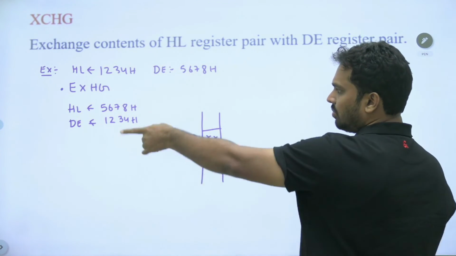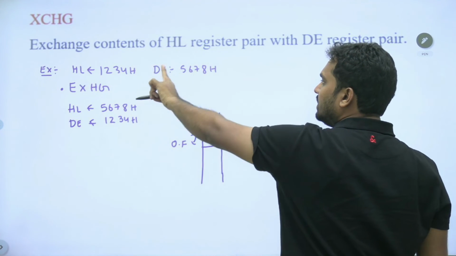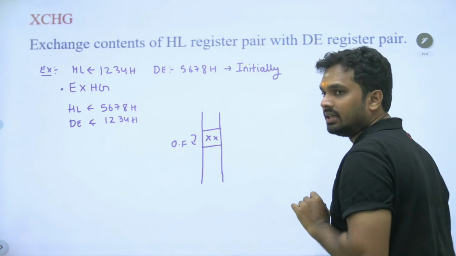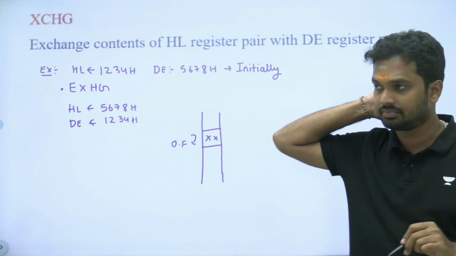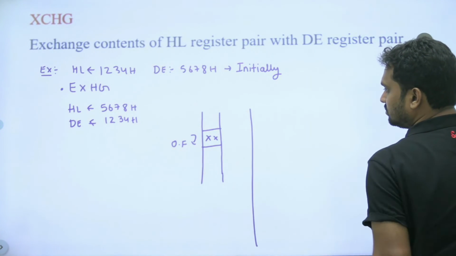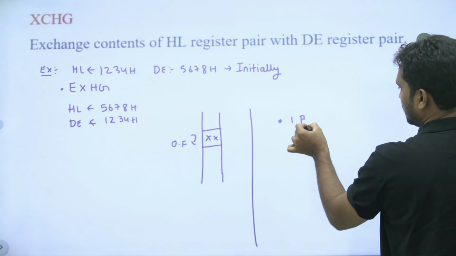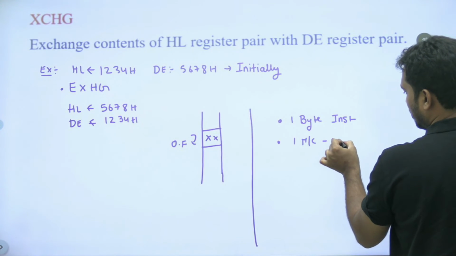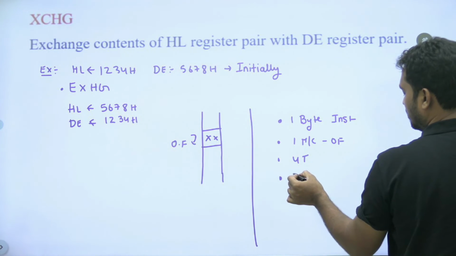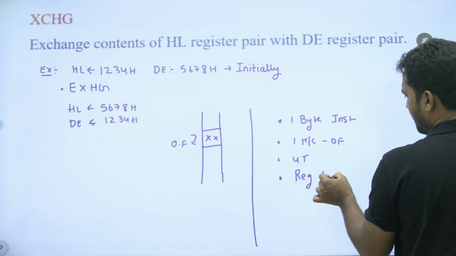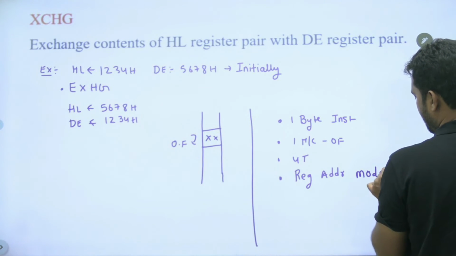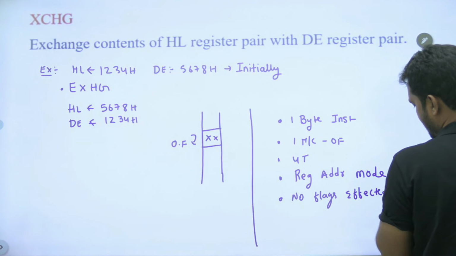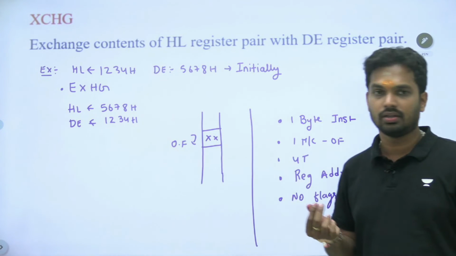Only opcode fetch, because this operation is internal, so there is no need to access any memory. Assume HL and DE already have this data, initially available readily. One-byte instruction, one machine cycle, opcode fetch, 4 T states, and it is register addressing mode. No flags affected. These are the things about the exchange instruction.